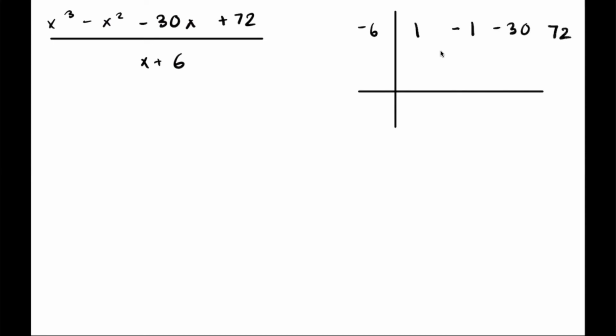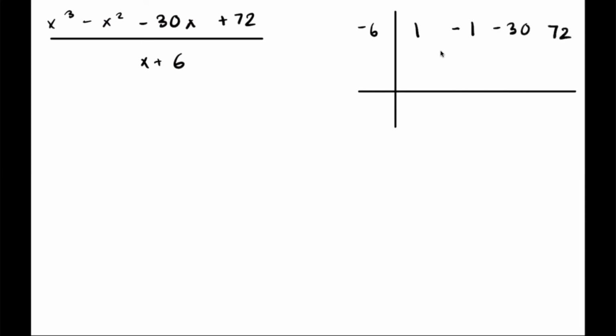Okay, so let's say we have x to the power of 3 minus x to the power of 2 minus 30x plus 72 divided by x plus 6. Okay? So let us use synthetic division to find the quotient. Okay, so a is -6. The coefficients are 1, -1, -30, and 72.